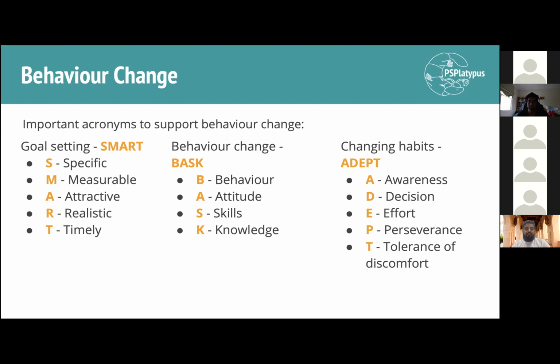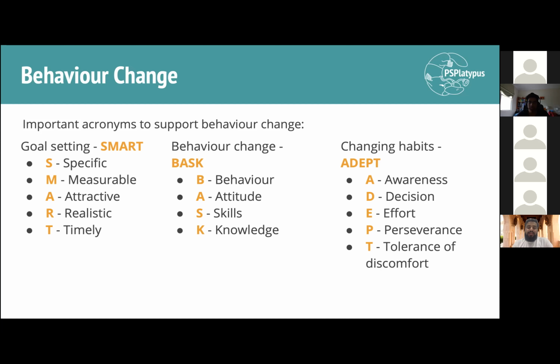Then we have the BASK model of behavior change. B for behavior, what we do. A for the attitude or the affect. It's about your beliefs, your emotions. Then S for skills or sensation. It's about what we can do. And finally, K for knowledge, what we know about this behavior.